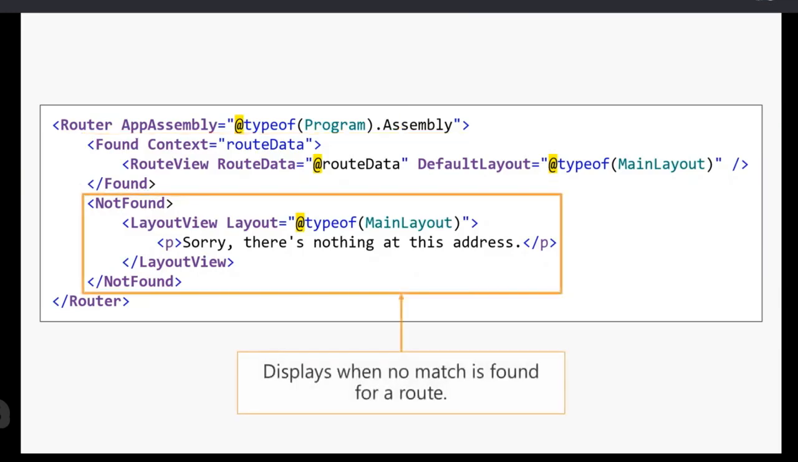And then the final piece of the jigsaw is the not found template. This is what Blazor uses when it can't find a route match in its routing table. The default setup is to use a layout view component. That's a simple component that allows us, again, to specify a layout to use, and whatever the child content of that layout view is will be displayed within that layout. By default, it's this p tag with the message "Sorry, there's nothing at this address." Again, this is all customizable. You could change the content of the layout view, or remove the layout view entirely and put your own component in there. It's completely up to you.